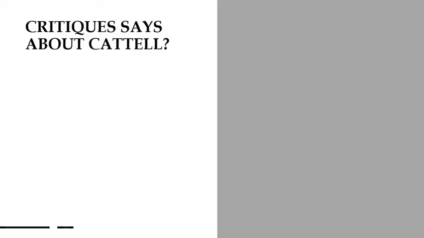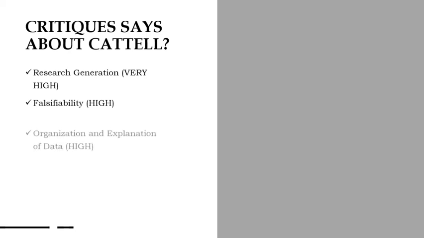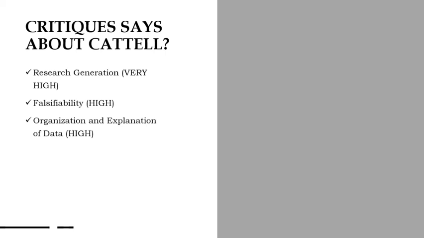What do critics say about Cattell? The research generation is very high because it organizes a huge amount of research. The falsifiability is high because it lends itself to being either confirmed or disconfirmed. Organization and exploration of data is also high because the factors were reduced to some quantity.